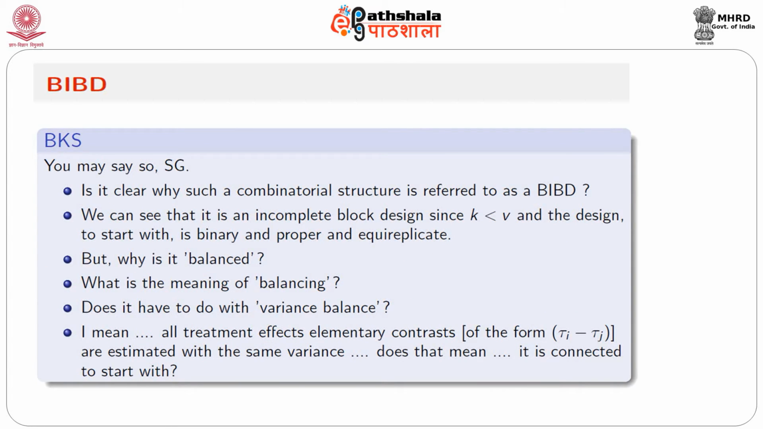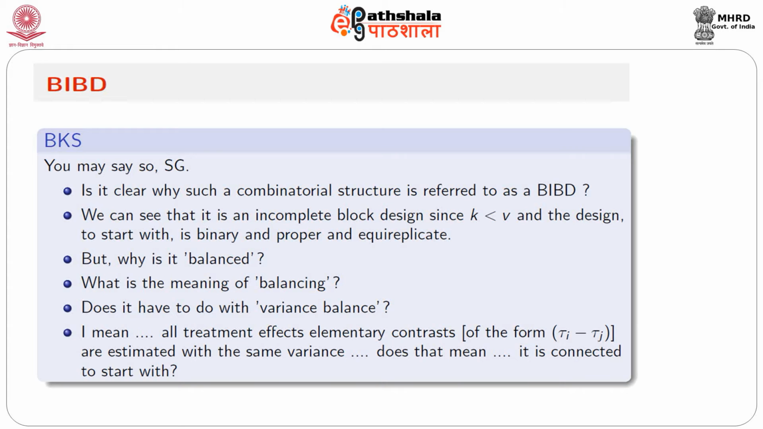Is it clear why such a combinatorial structure is referred to as a BIBD? We can see that it is an incomplete block design since k is less than v, because you are ruling out the possibility of k equal to v, which means RBD. Therefore, the moment it is an incomplete block design, k is less than v. And the design to start with is binary, proper and equi-replicate. That's why we introduced the design parameters b, v, r, k.